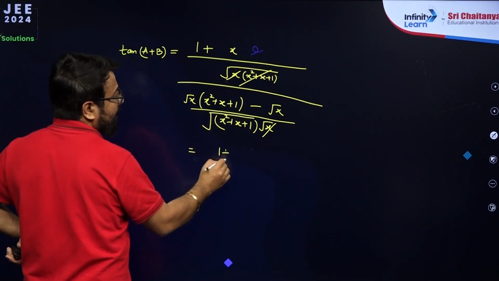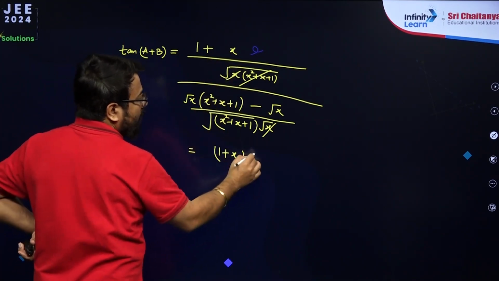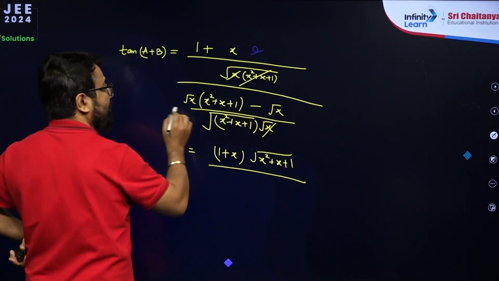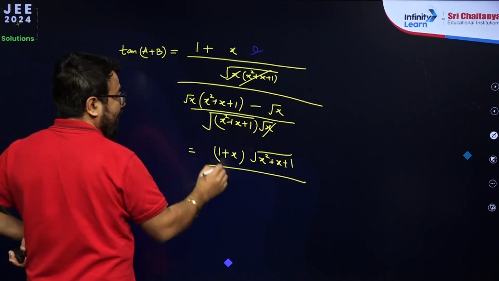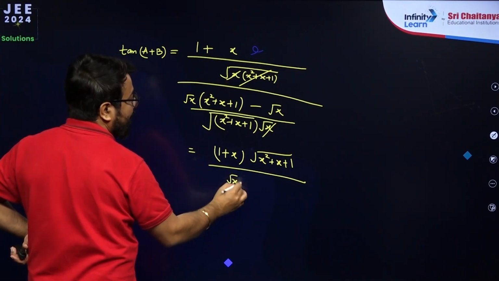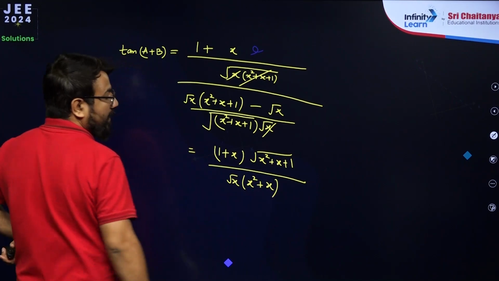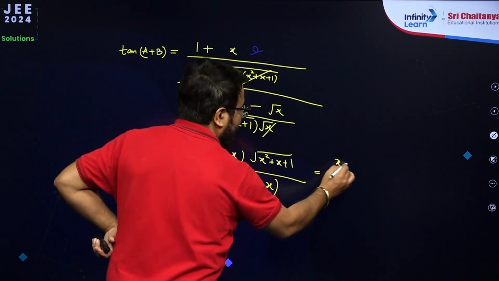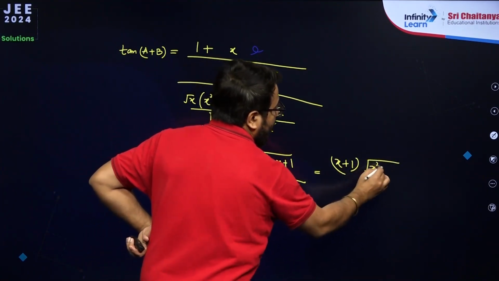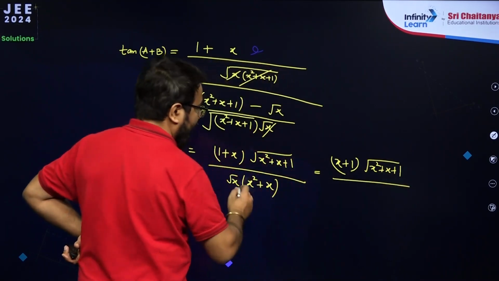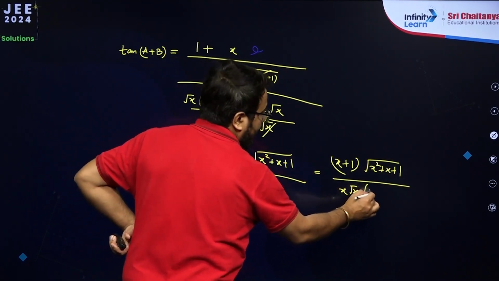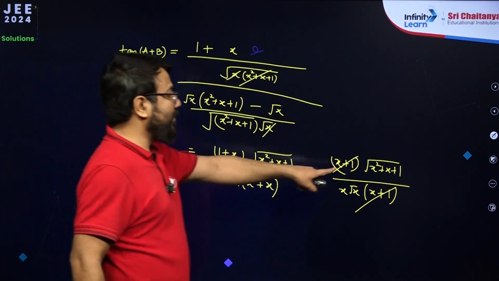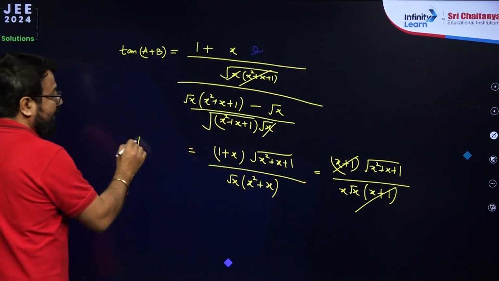So finally I will see that 1 plus x into root of x square plus x plus 1 is coming, whole divided by this. So root x is getting cancelled, and ultimately I will be able to get root x times x square plus x. Now in this, if I take this x common, I will get x plus 1 root of x square plus x plus 1 whole divided by x root x, then x plus 1. x plus 1 is getting cancelled, and ultimately we are able to get this value. So this is actually tan of A plus B.